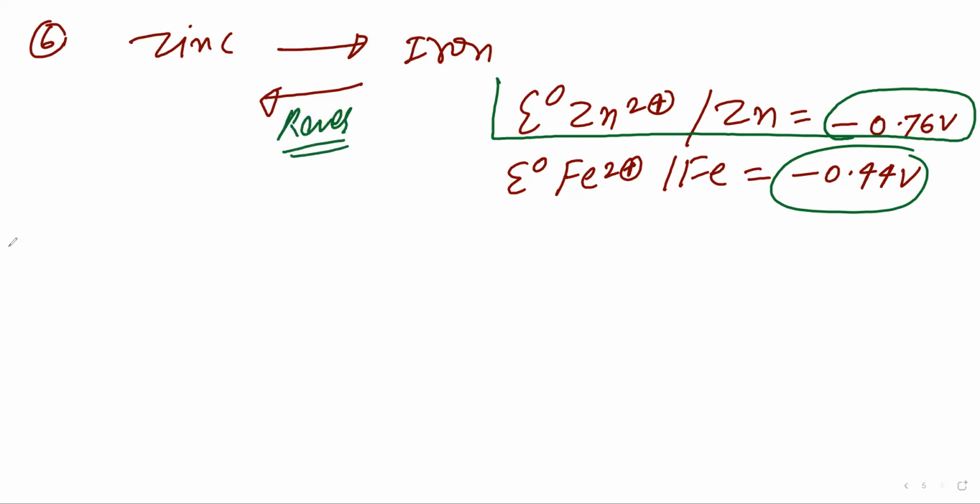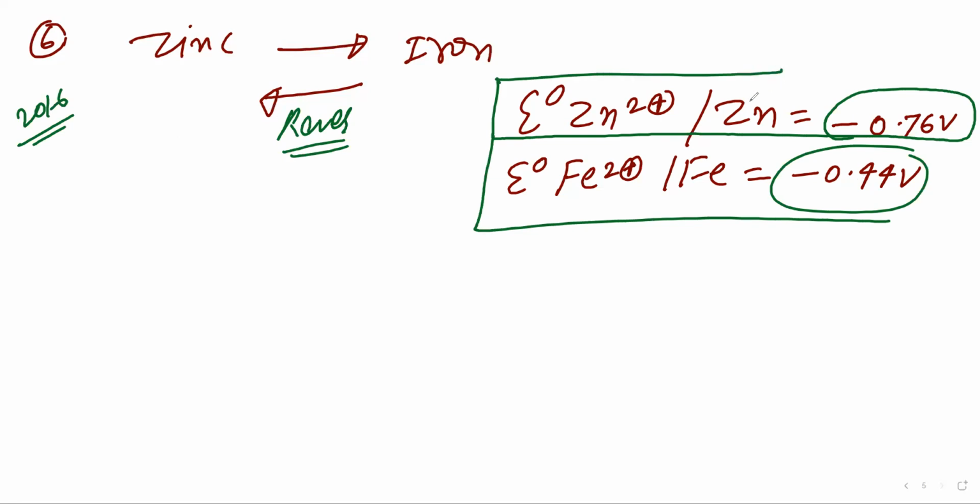So it is asked in 2016. So these values will be given. No need to remember it. Understood? So that is called a standard reduction potential chart, which will be given to you. Now look at the seventh question.